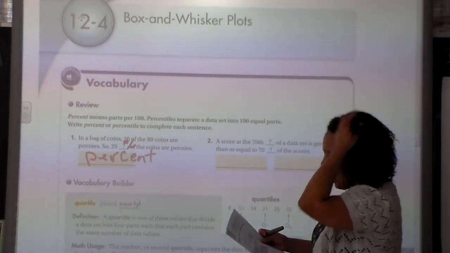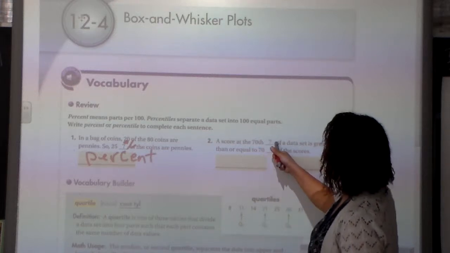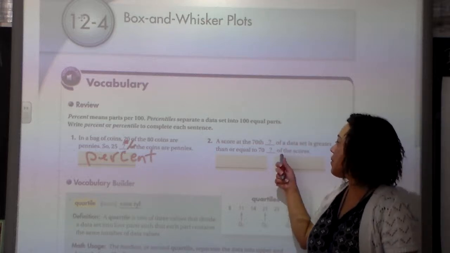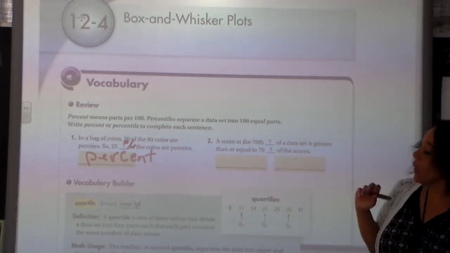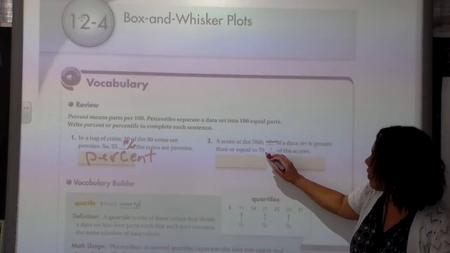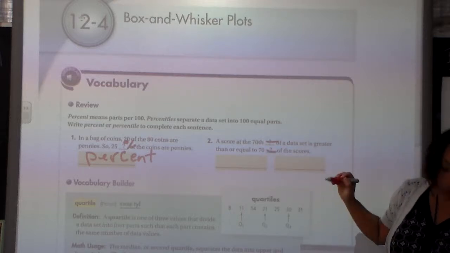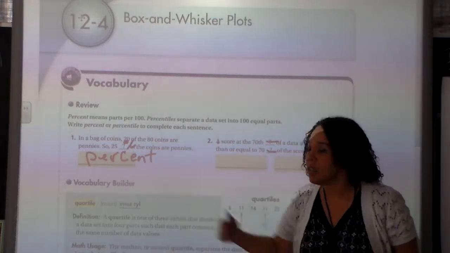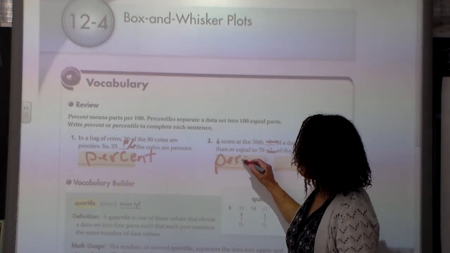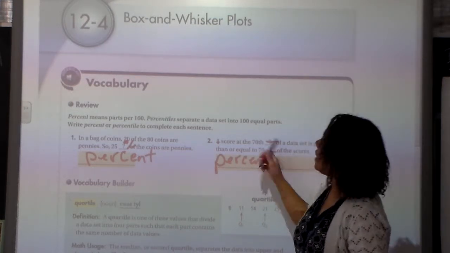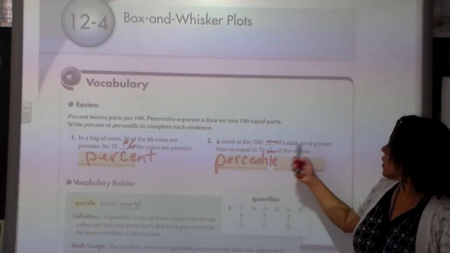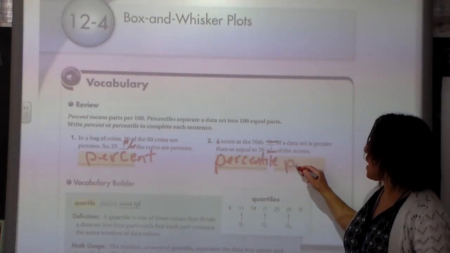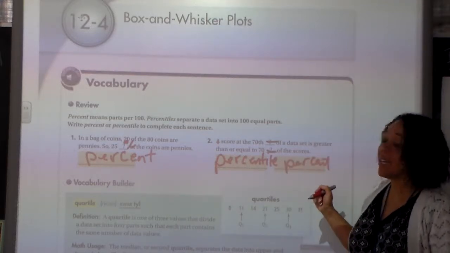All right, so a score at the 70th blank of a data set is greater than or equal to 70 blank of the scores. Well, here we have two blanks. Our first one is going to say a score at the 70th percentile, so it's broken up into equal parts, is greater than or equal to 70% of the scores. So that's how you use both of them together in a sentence.